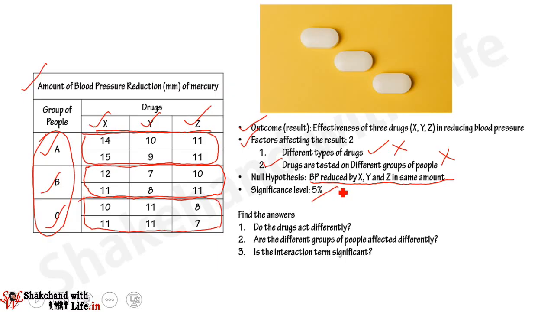Now from this experiment, what do we want to find out? First, do the drugs act differently? This is our first question. The second one is, are the different groups of people affected differently? So how the people react to the drugs, or whether they are significantly affected by the drugs. And the third one is, is the interaction term significant? The interaction means the interaction of these three drugs and the three groups of people. So we also find out whether the interaction term is significant.